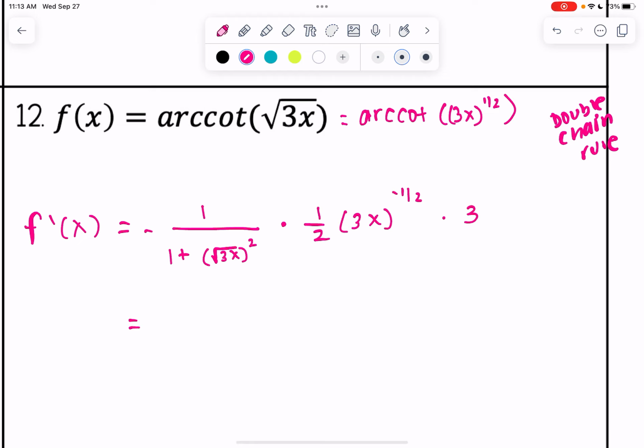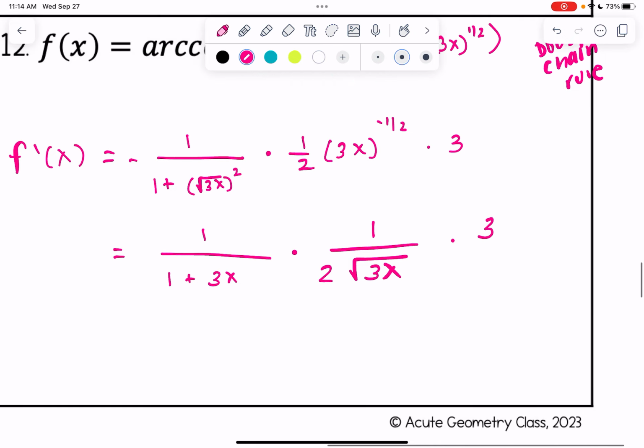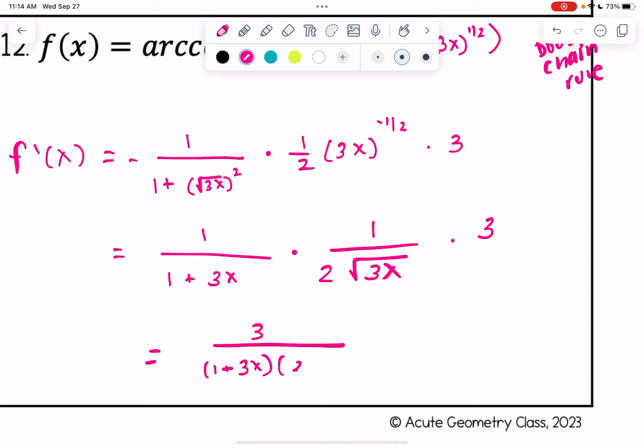All right, if we wanted to clean this one up here, notice you have in the denominator here, radical 3x squared. That's just going to give me 3x, right? The radical, the square root, and the squared are going to cancel each other out. Times, this is going to be 1 over 2 radical 3x and times 3. And if I put that all together, I'm going to get 3 over 1 plus 3x times 2 radical 3x, and that would be our derivative.